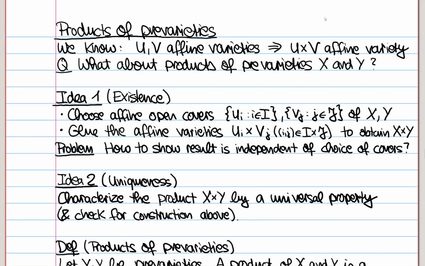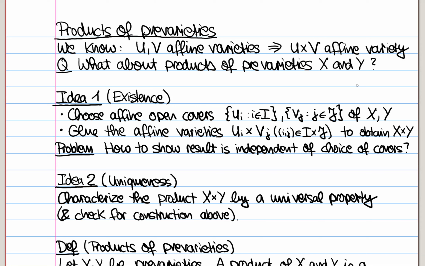In this video, we talk about products of prevarieties. So we have seen that when U and V are affine varieties, then also U cross V is an affine variety. But now what about products of prevarieties? So of course we can take the set X cross Y, but how do we give it the structure of a prevariety? So the first idea is we have these nice gluing constructions.